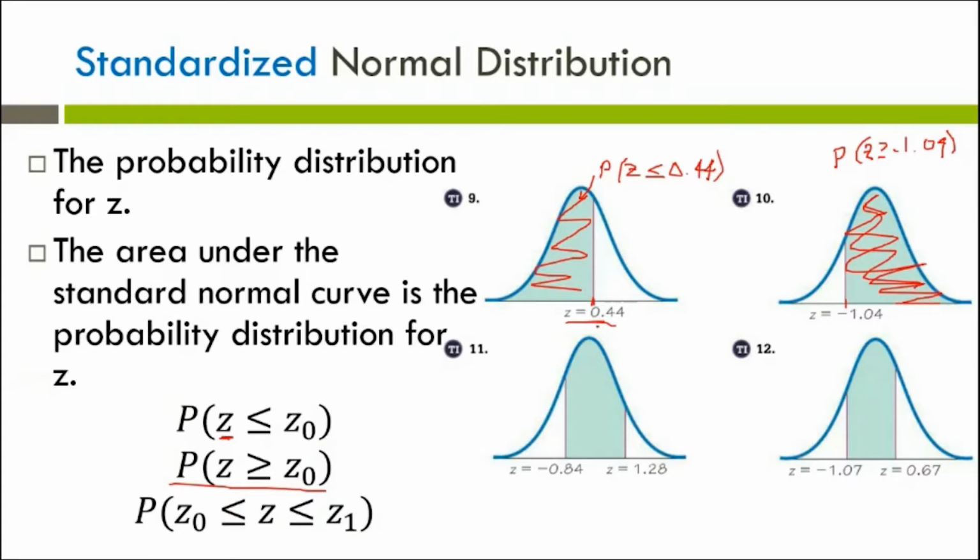We also have cases wherein we'll calculate the probability in between z values. Say for example, this is our z sub 0, and this will be our z sub 1. So we'll have to calculate the probability that z is greater than or equal to 0.84, but z is less than or equal to 1.28. So how do we do this? We'll have rules later to follow if we want to solve for these different areas or probabilities.